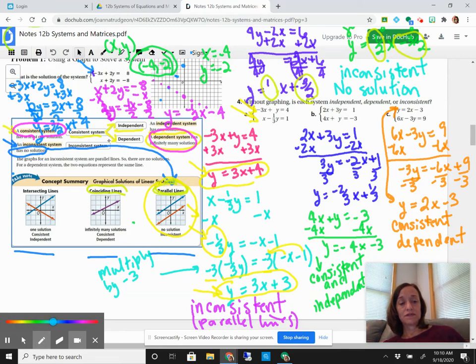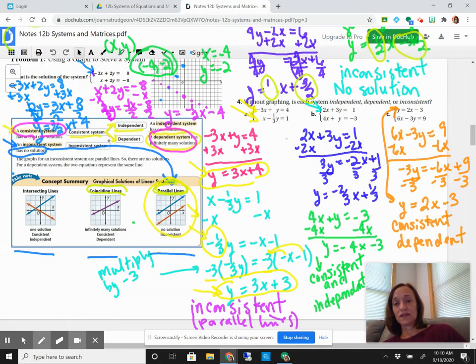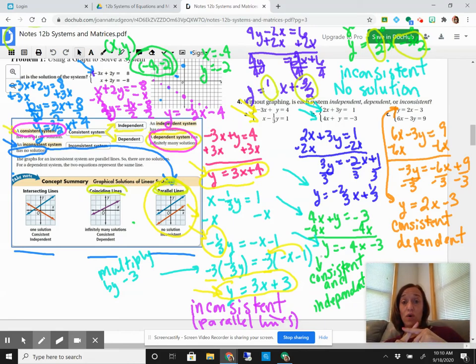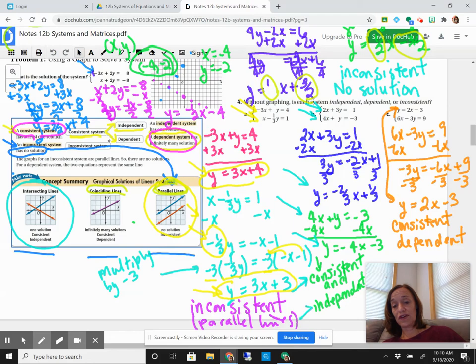Let's do another one here. Okay, so this equation here, when I solve for y, I have y equals negative 2/3 x plus 1/3. The second equation, when I work on that one, I get y equals negative 4x minus 3. These equations don't have the same slope. They don't have the same y-intercept. So they're going to cross at one point. That is an example of intersecting lines. So they are going to be consistent because there is a solution. And because there's only one solution, we call that independent.